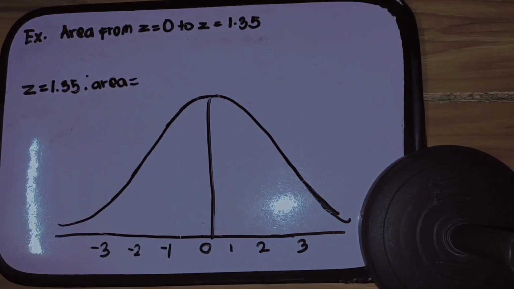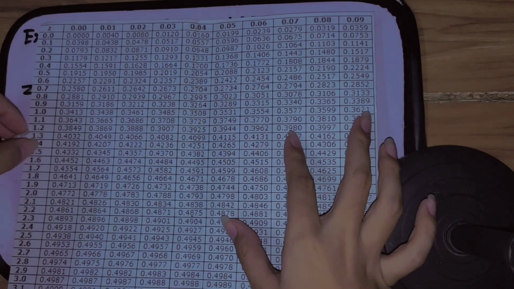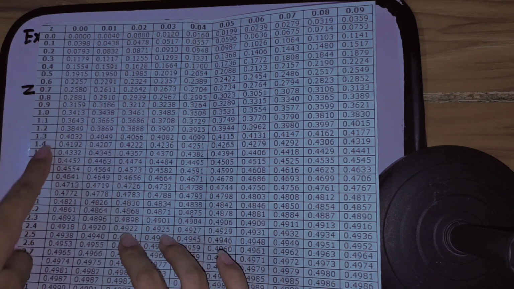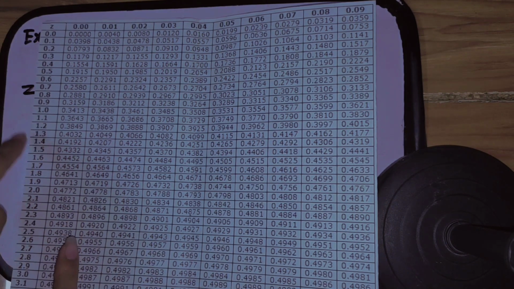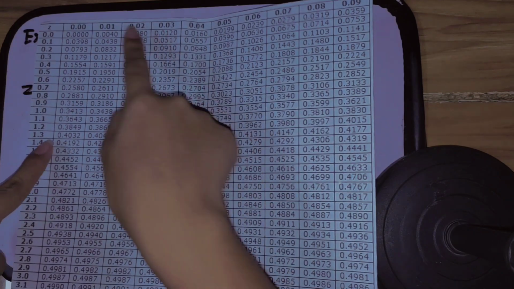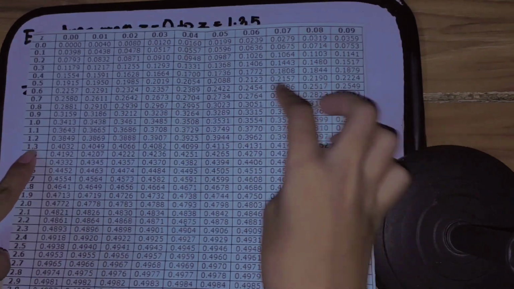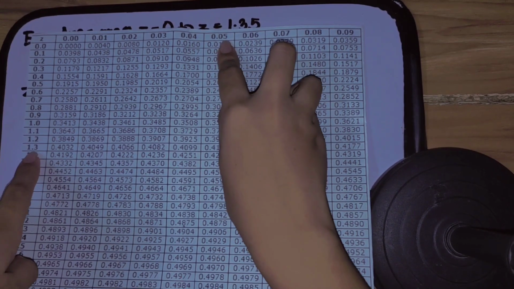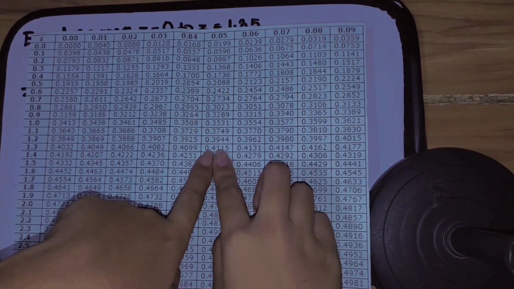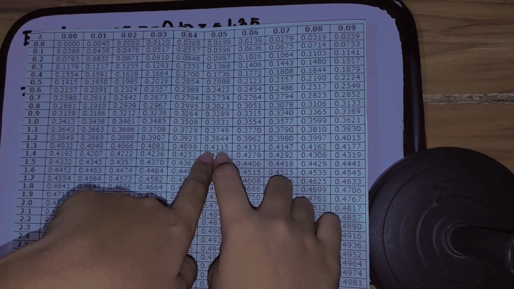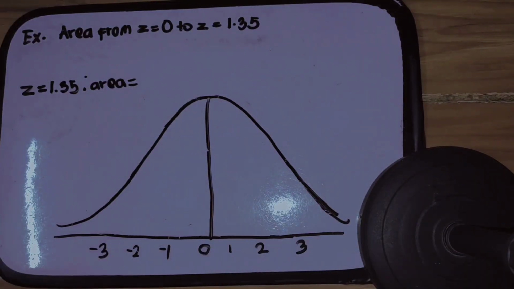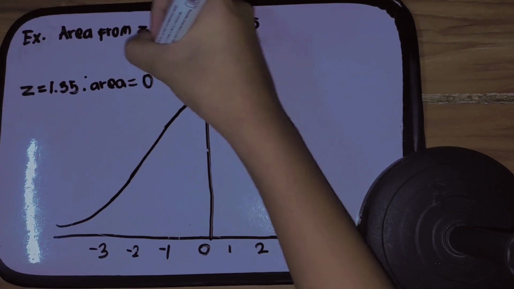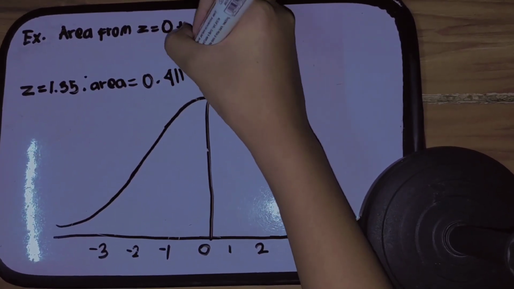Area from z equals 0 to z equals 1.35. Gagamitin natin ang z-score table para mahanap ang value na area. So, 1.3. Makikita nyo, walang 1.35, ganyan. Dito mo hahanapin ang nawawala. So, 1.35. Pagtatapitin lang natin. So, 0.4115.